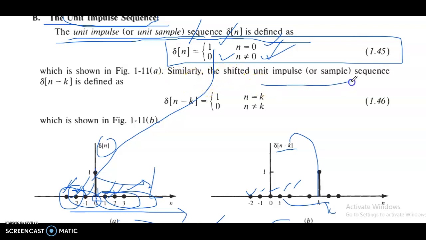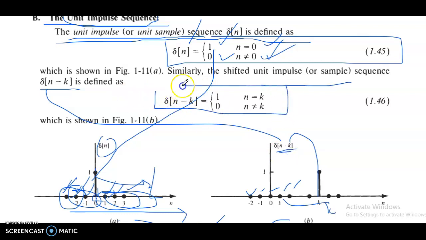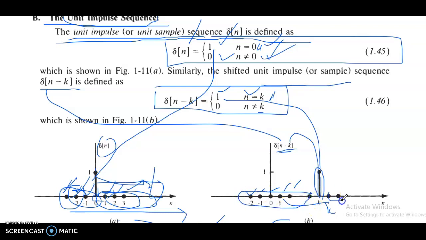Similarly, the shifted unit impulse or sample sequence del of n minus k, n minus k means shifted, is defined as del of n minus k equal to 1 when n equal to k, here k, the kth place shifted, that impulse. When 0, it means not k. Here in the kth place only the impulse is 1. In the other remaining places other than k, here all are 0.